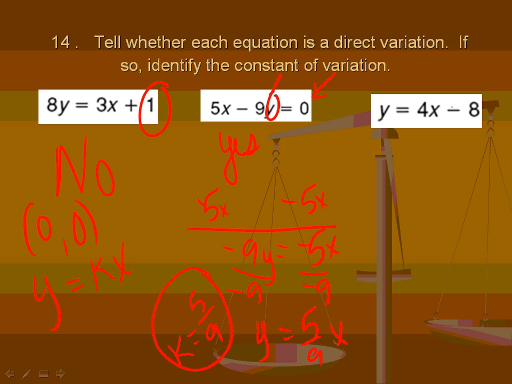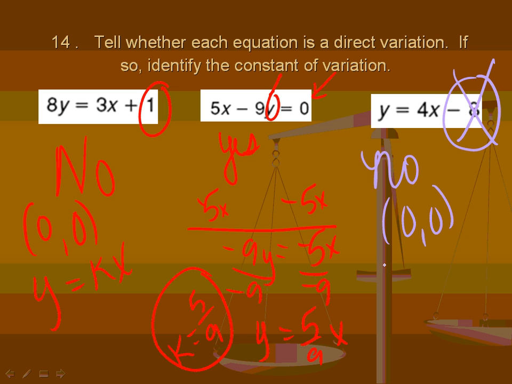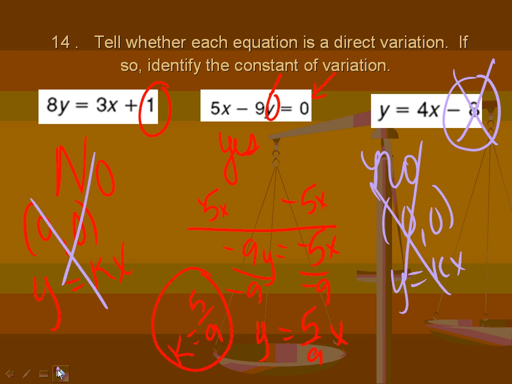Looking at the third problem, I see a negative 8, and since it's a minus 8, this is not direct variation, so you could say no. It does not pass through 0, 0, and you cannot put it in the form y equals kx. So all of that will not happen, so therefore it's not direct variation.